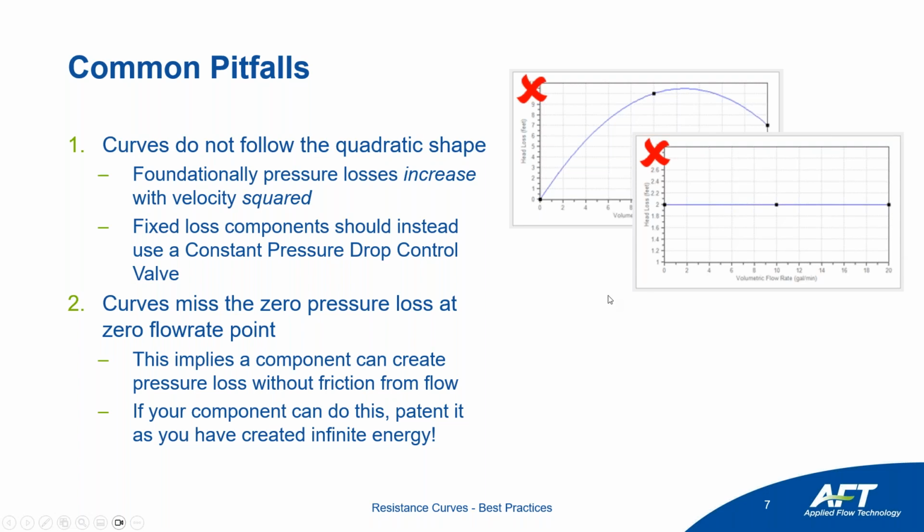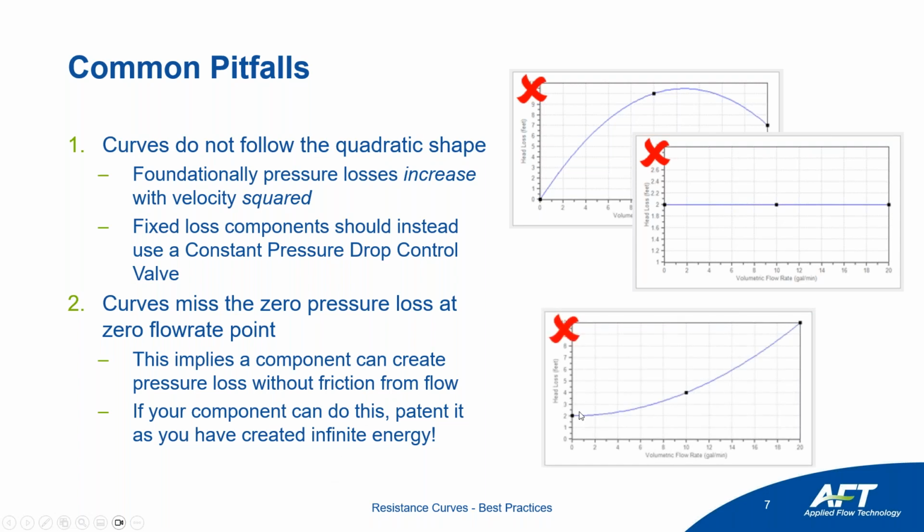The second point is when curves miss the 0 pressure loss at 0 flow rate point. Talking with a NASA engineer during a training class, they mentioned that creating pressure loss at 0 flow, effectively you're just creating energy. So if you can do this, if your measurements can prove this, you should patent that component because you've created infinite energy.